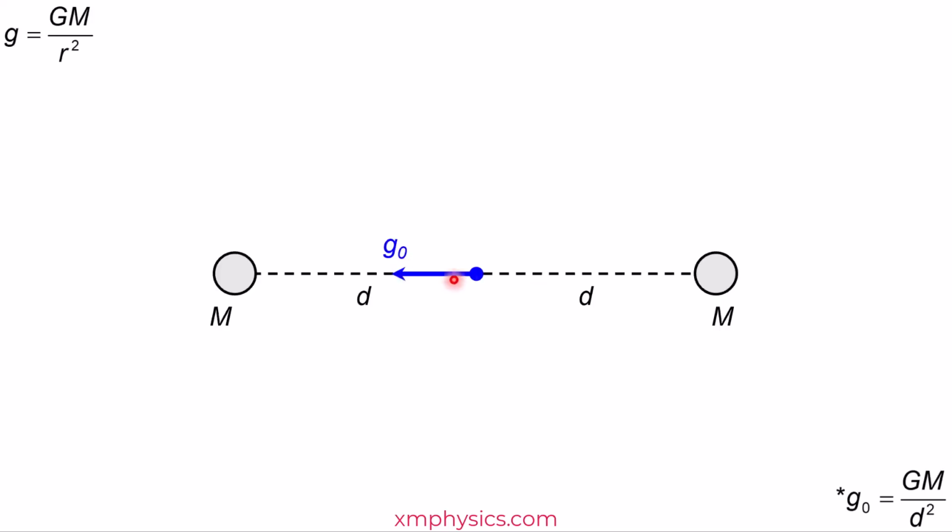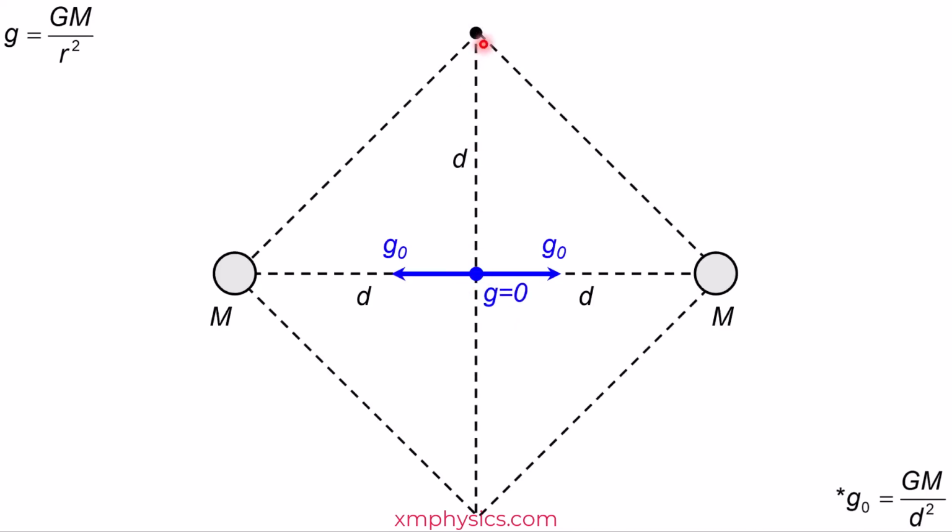So on top of the g0 by this guy, there's also the g0 by the other guy. But notice the field is directed rightward. Remember, the field is always centered about the mass that's creating it. So we have a g0 leftward and a g0 rightward. Guess what is the resultant field strength? Yep, 0.